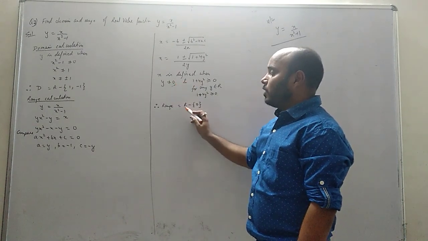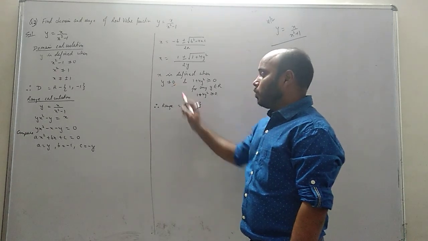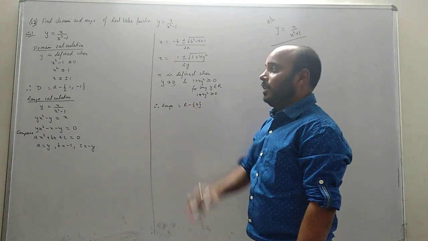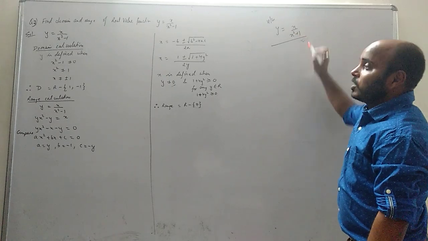That means what is the range? All real numbers minus 0. Okay, we write not equal to 0 like this, right? All real numbers, but we cannot take 0. That is the range. Understood class? So this is your homework. X by x square plus 1.